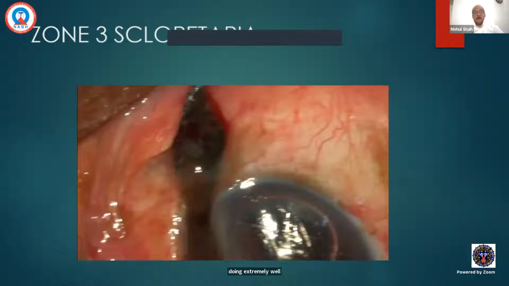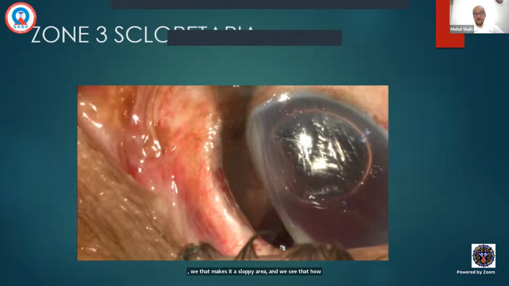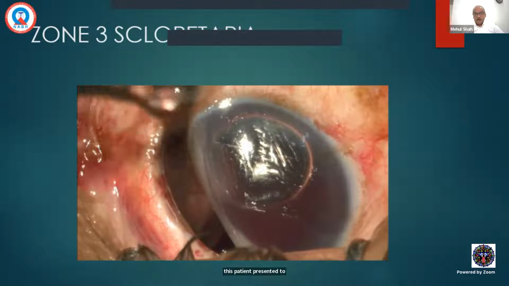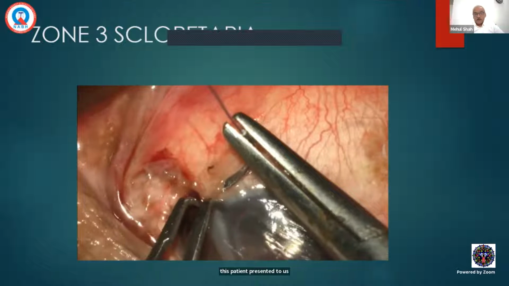These are the zone 3 sclopetaria. As we all know, when there is a severe injury in the cornea as well as the sclera, that makes it a sclopetaria, and we see how this patient presented to us. Very soft, the retina, everything was prolapsed.